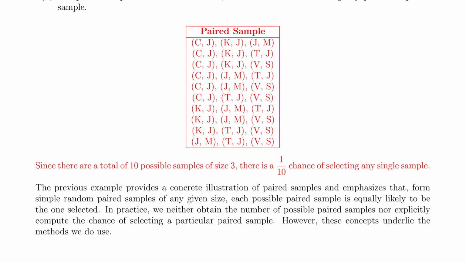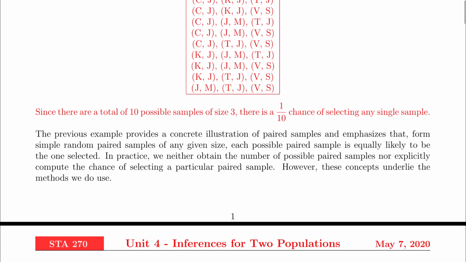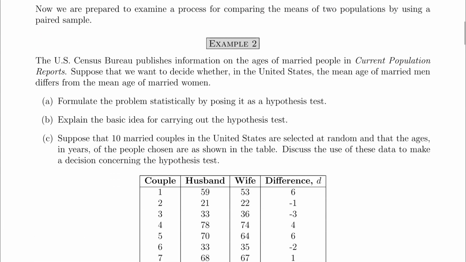That gives you an idea of how the paired samples work. But what we're going to look at in a little bit is what we want to do with the actual data, how we want to compare those means through just a single variable as opposed to using the mean of the first population and the mean of the second population. And with example 2, that's where we come up with this process.